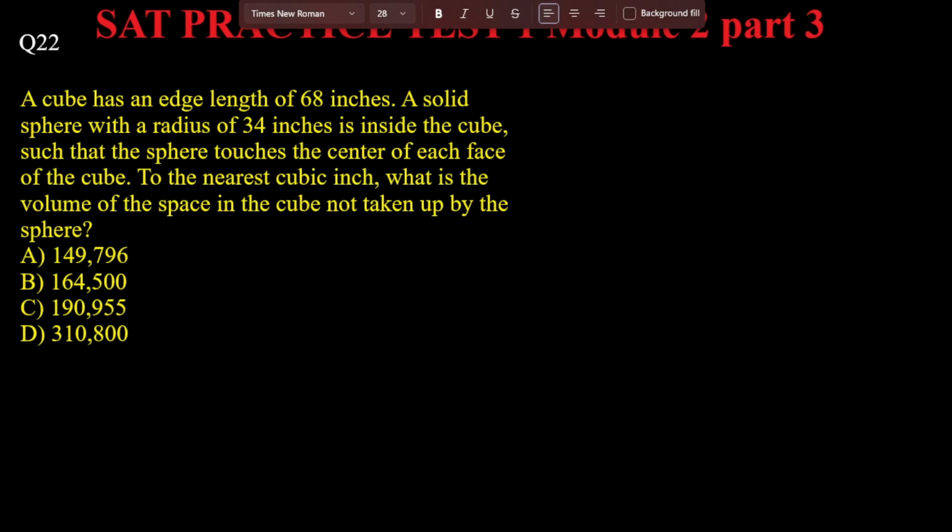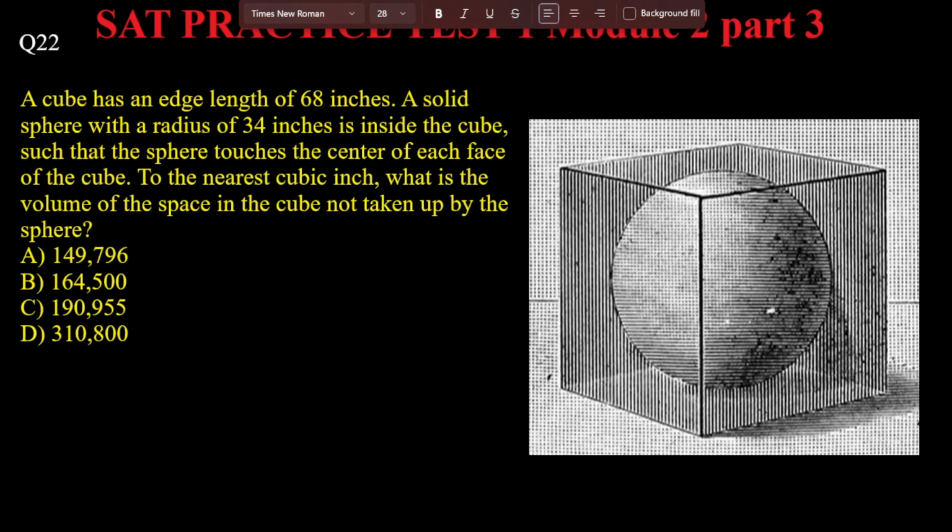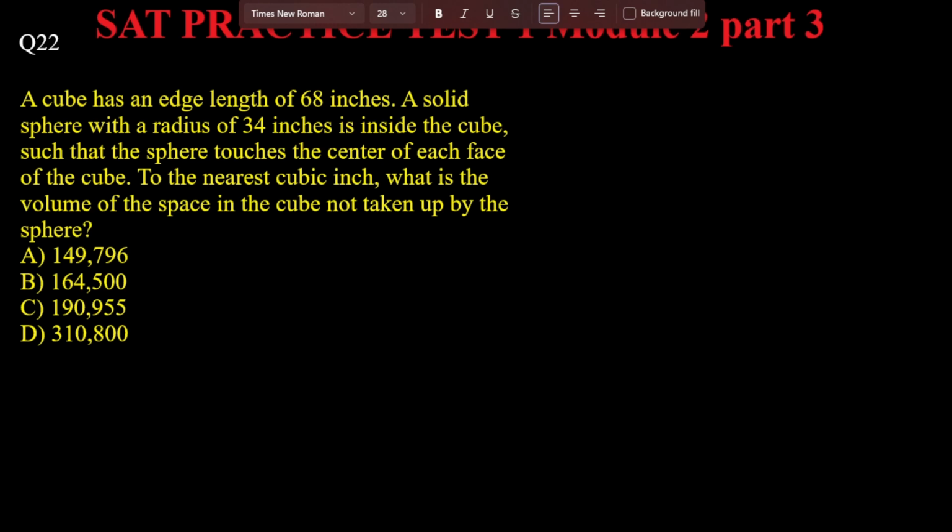A cube has an edge length of 68 inches. A solid sphere with a radius of 34 inches is inside the cube, such that the sphere touches the center of each face of the cube. To the nearest cubic inch, what is the volume of the space in the cube not taken up by the sphere? This question is asking you to find the volume of the cube, the volume of the sphere, and subtract them to find out what part of the inside of the cube is not taken up by the sphere.